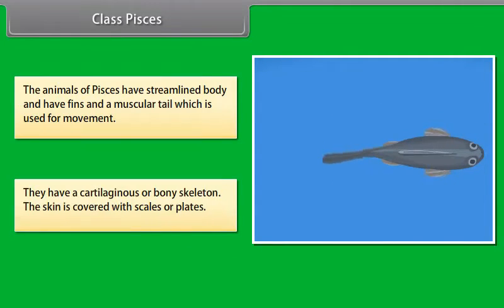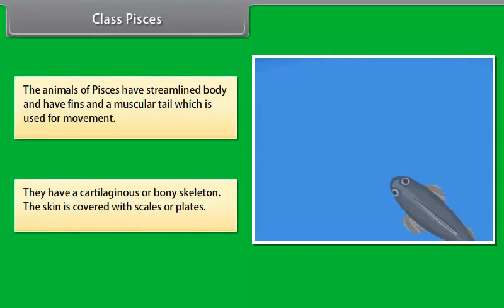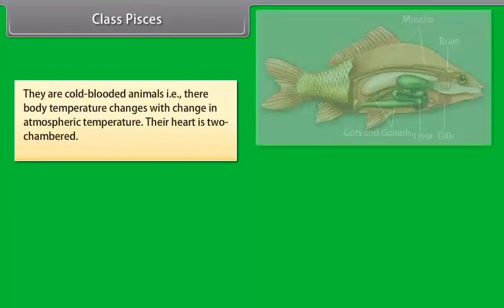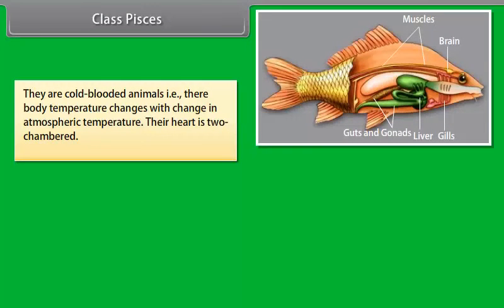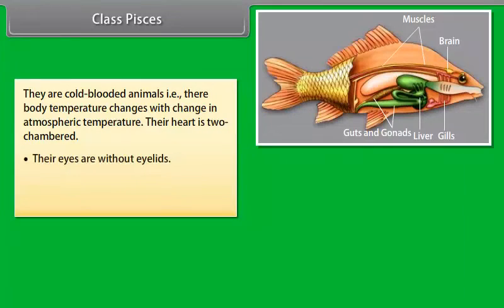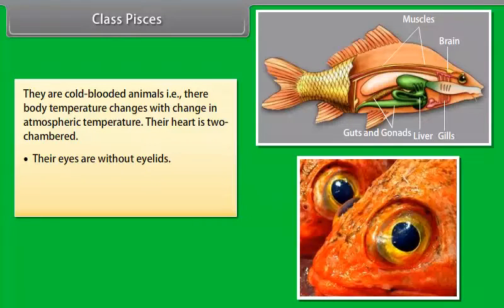They have a cartilaginous or bony skeleton. The skin is covered with scales or plates. They are cold-blooded animals, that is, their body temperature changes with change in atmospheric temperature. Their heart is two-chambered. Their eyes are without eyelids. They have nostrils. They lay eggs.